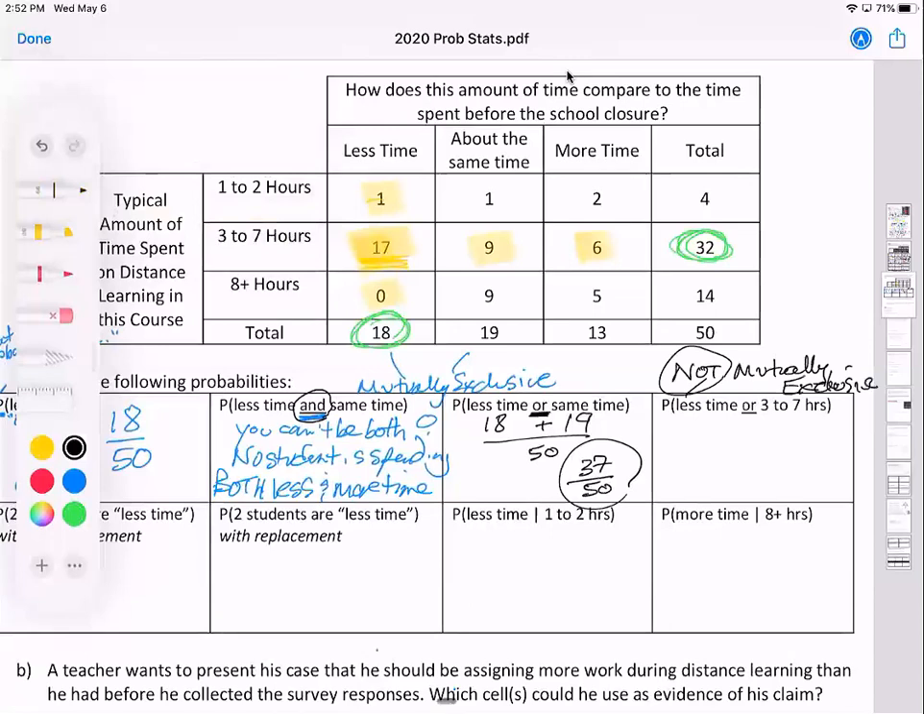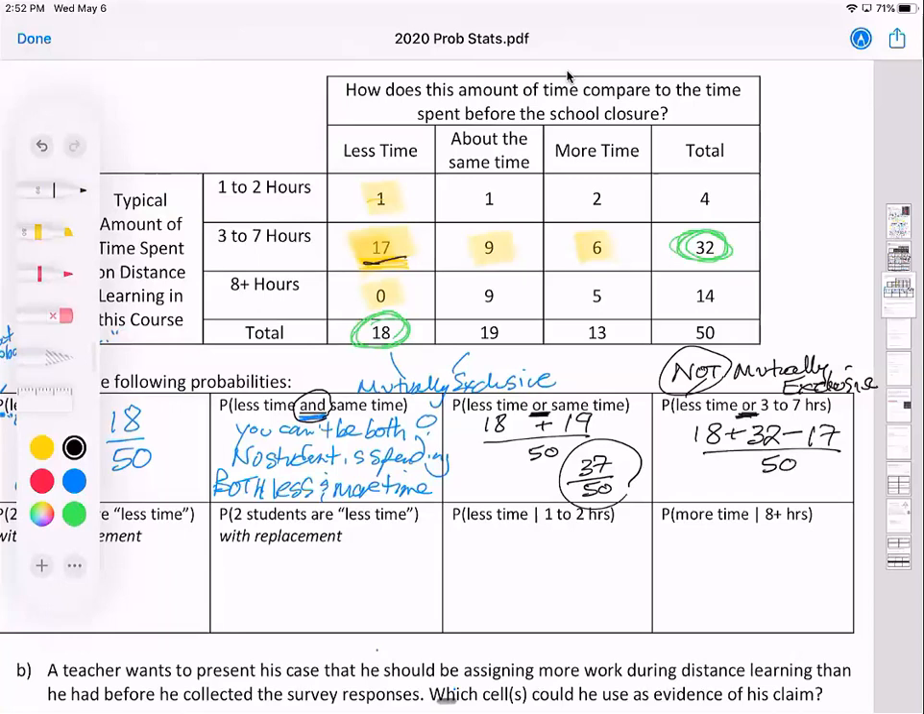And because they're not mutually exclusive, we have to subtract the overlap. So the less time people, that would be 18 people. The 3 to 7 hours that they're spending is 32. But we have to subtract these 17 people that we double counted.